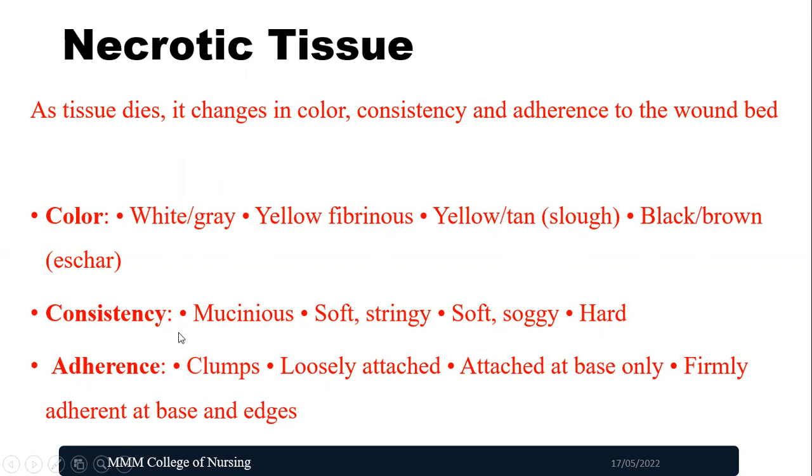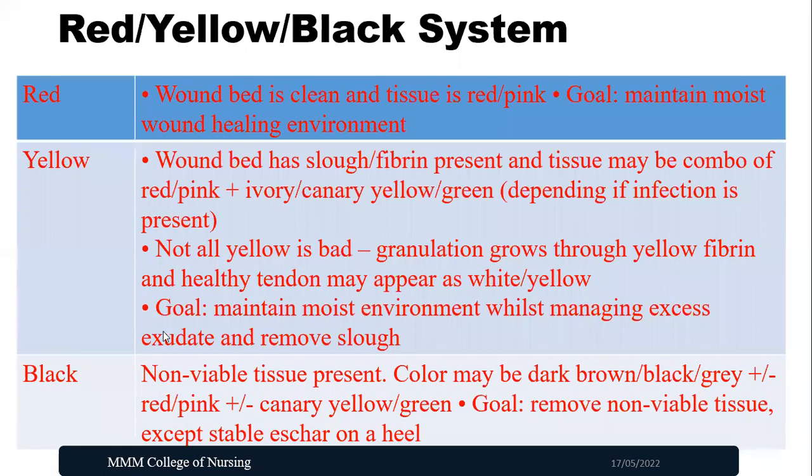Consistency of the necrotic tissue may be mucinous, soft or stringy, soft or soggy, or hard. Whereas adherence of necrotic tissue may be clumps, loosely attached to base of wound only, firmly adherent at base and edges. So based on this, wound tissue can be classified as red, yellow, or black. Red tissue is where the wound bed is clean, and tissue is red or pink.